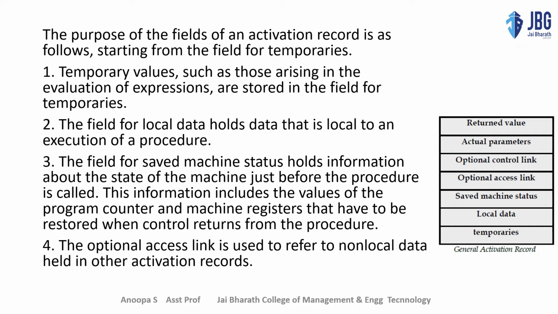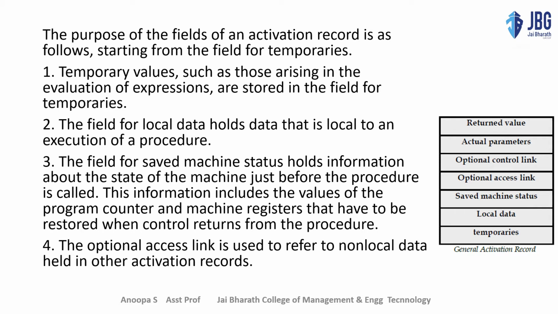Now this activation record has several fields. I will discuss the importance of each field and what values are stored in that particular field. So first is temporary values. Temporary values are just the values that we assign temporarily. For example, int a equal to 0, it will be changed during the execution of the program. So those temporary values will be stored in the temporaries.